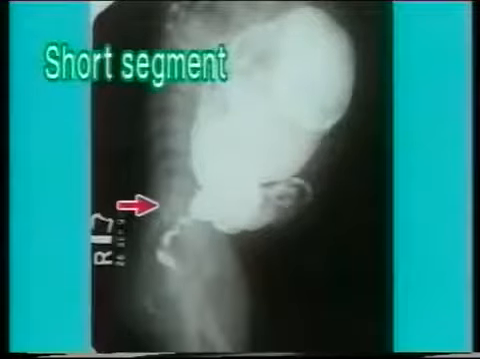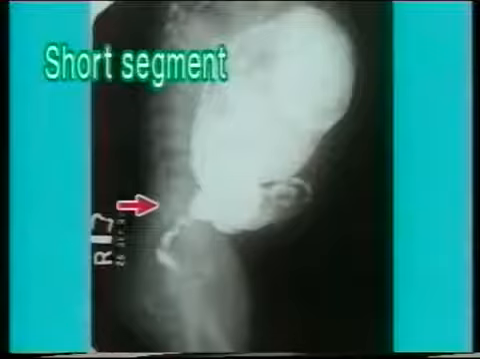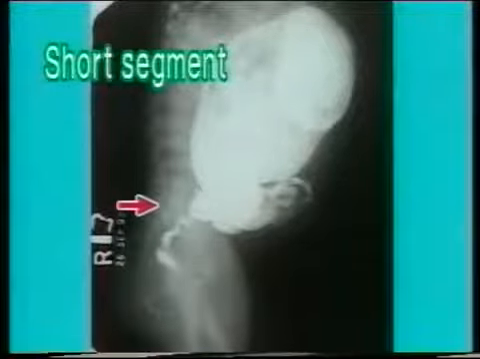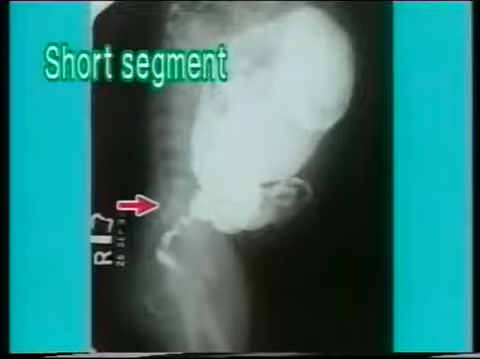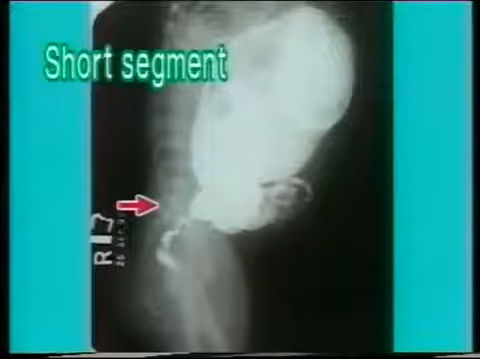In this X-ray, which we saw at the beginning, the spastic segment ends at the sacral promontory, that is at the rectosigmoid junction. This is the commonest variety of megacolon. Note the dilated pelvic colon, the cone-shaped tapering followed by the spastic segment.